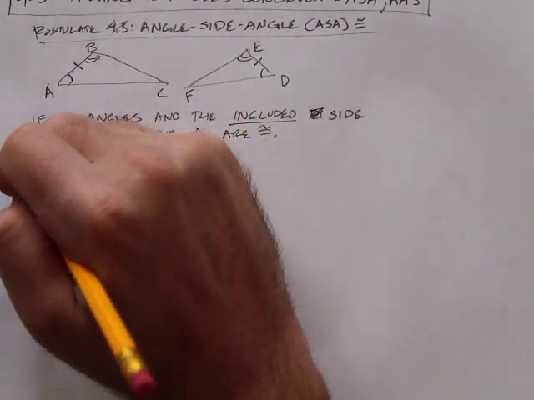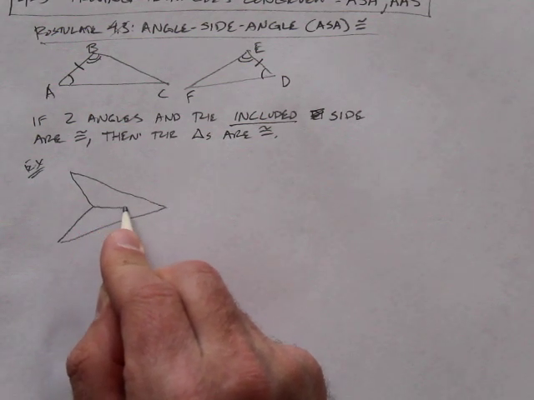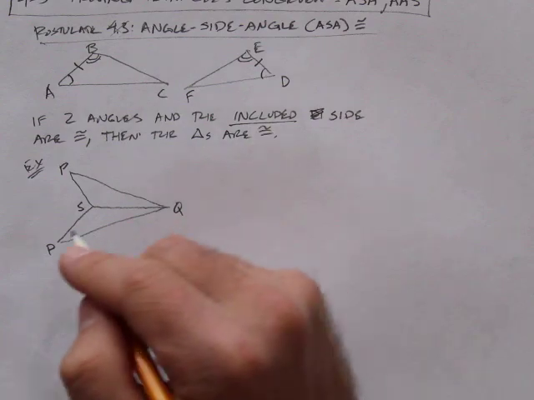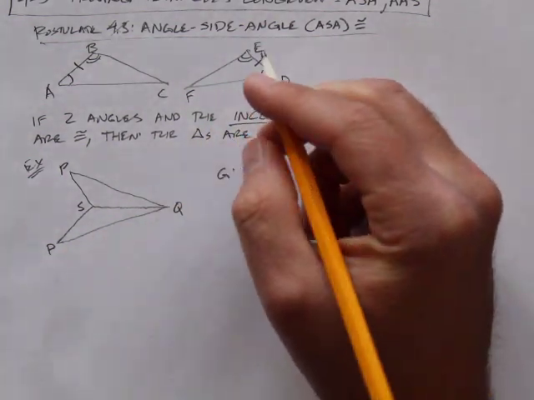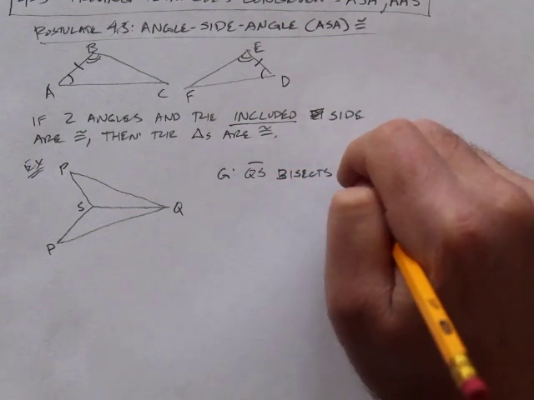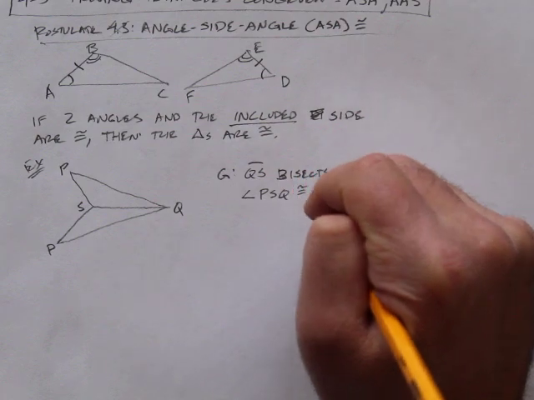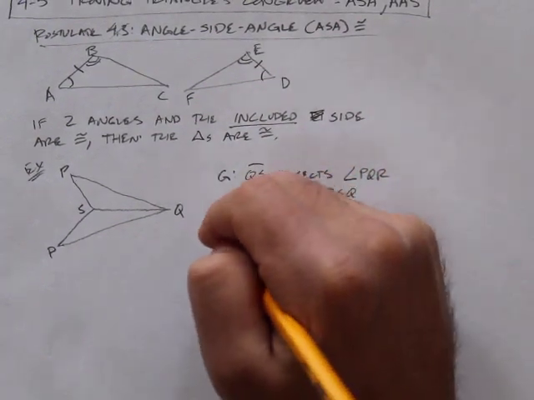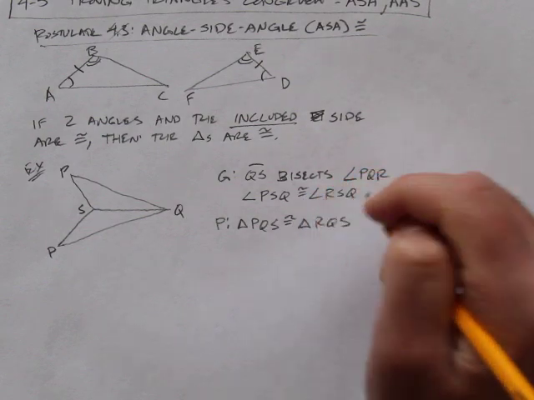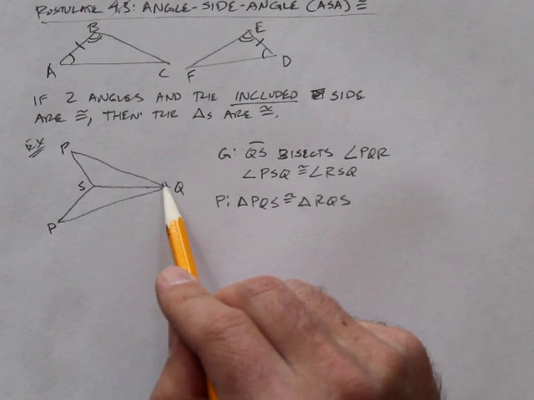All right, let's do an example of what that might look like. So I'm going to have this kind of arrowhead looking shape. And this is P, Q, R, S right there in the middle. And I'm given that QS bisects angle PQR, and angle PSQ is congruent to angle RSQ. Prove that triangle PQS is congruent to triangle RQS. All right, let's label QS bisects PQR.